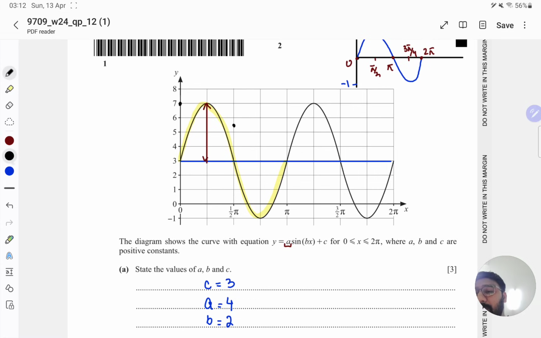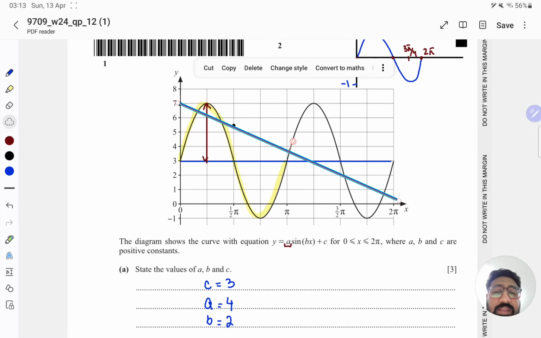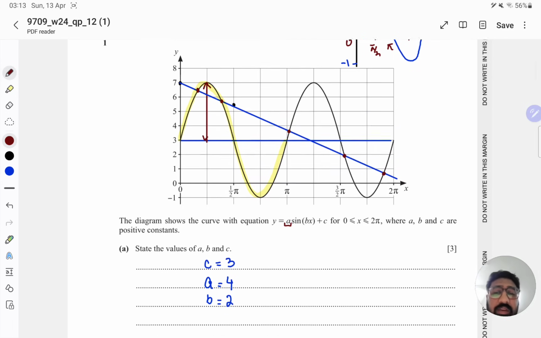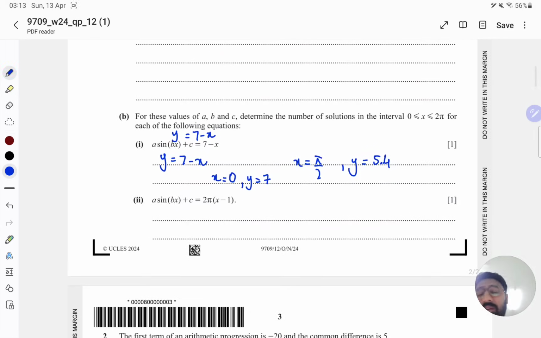If I join them with the help of a straight line and see how many intersections it has with the original graph, that will be the total number of solutions he is asking for. The original graph is intersecting at 1, 2, 3, 4 and 5. So it is intersecting at 5 different places. So the number of solutions will be 5 for this scenario.